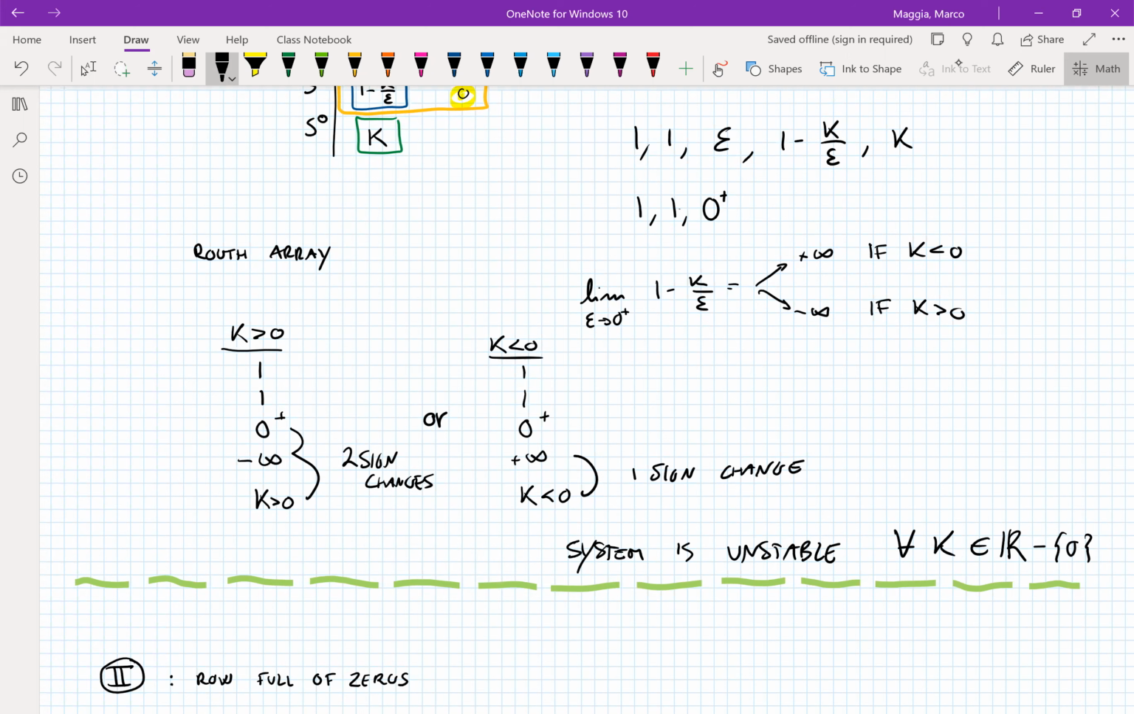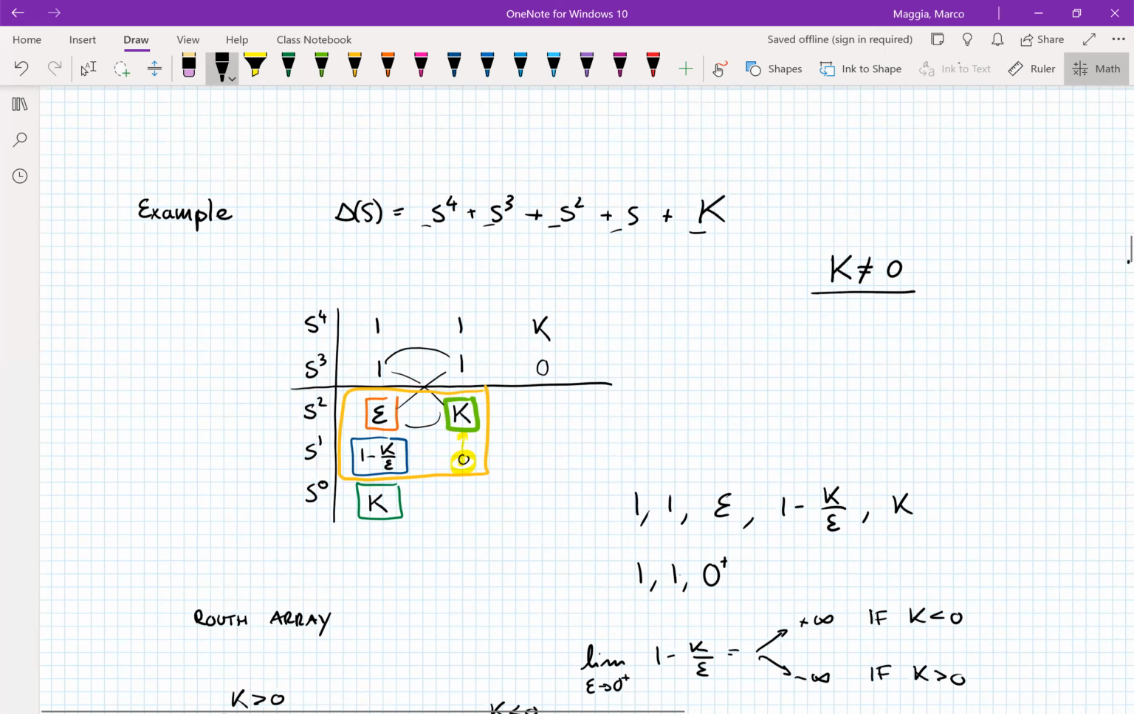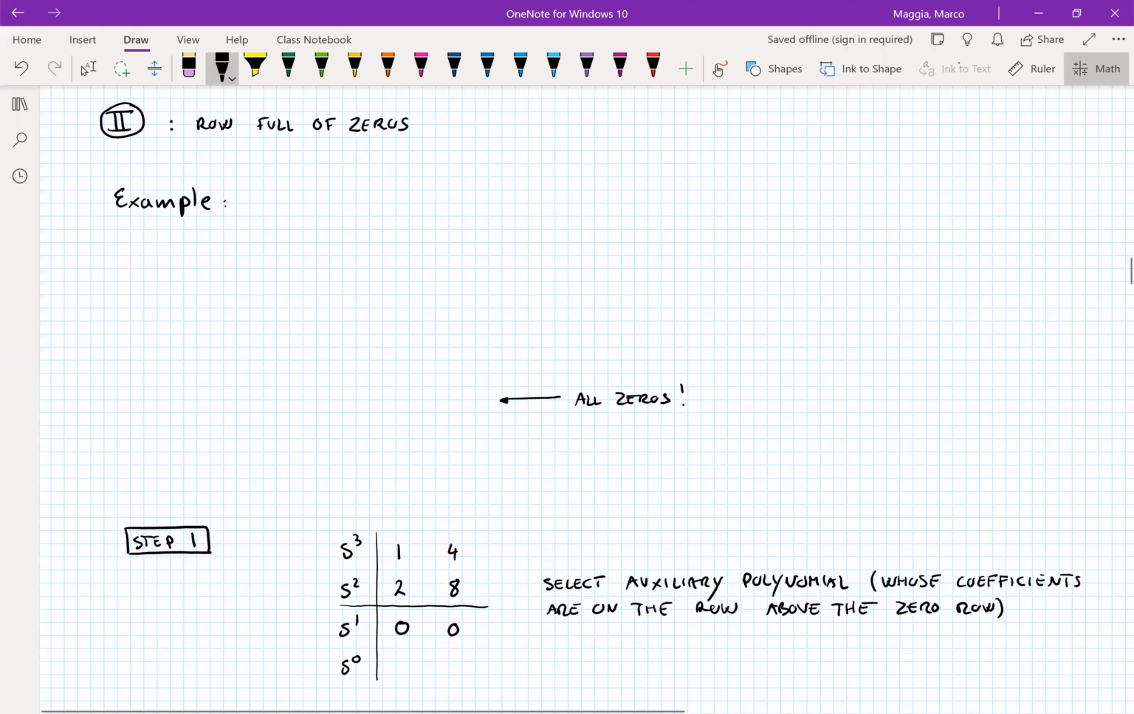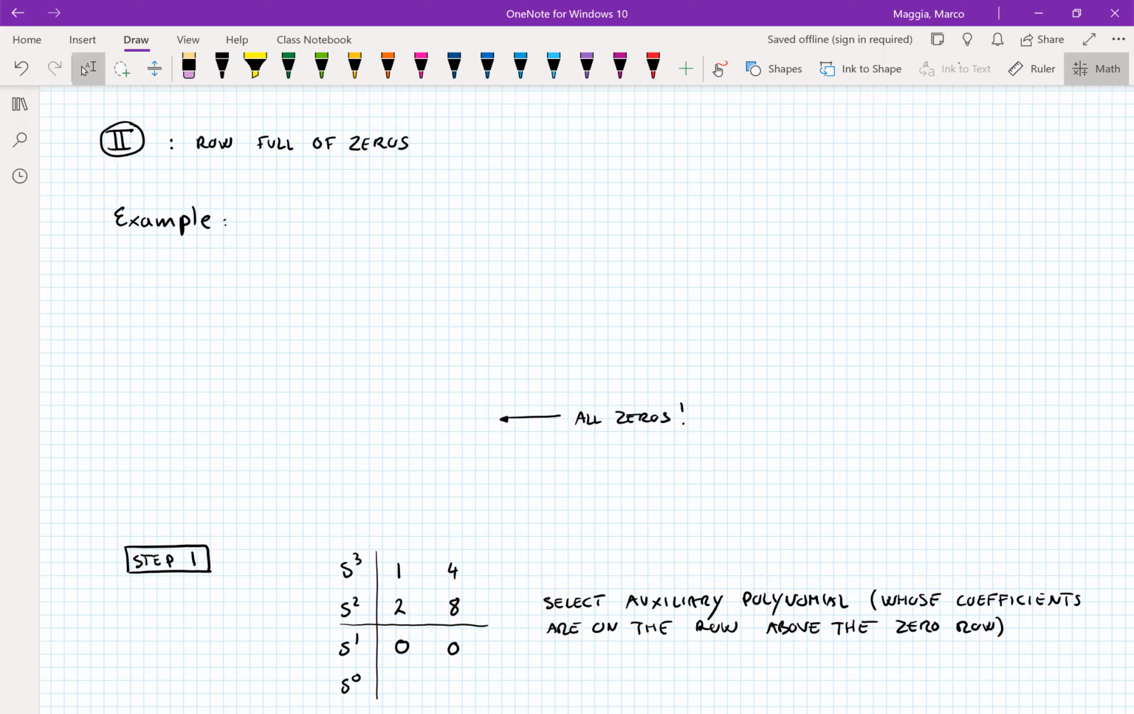Why did we exclude K equals 0? Because otherwise we would have a row full of zeros and we don't really know how to tackle that case. But we'll learn how to do it right now. So that is the second special case, when we have a row full of zeros. And let's see how to treat this case by taking a look at an example.